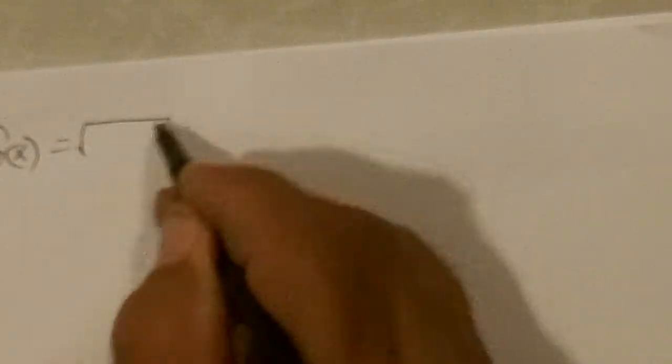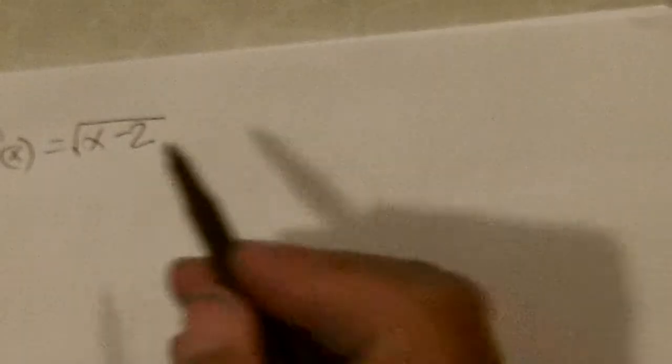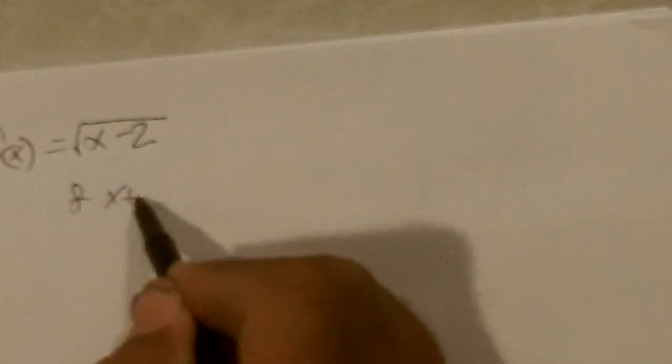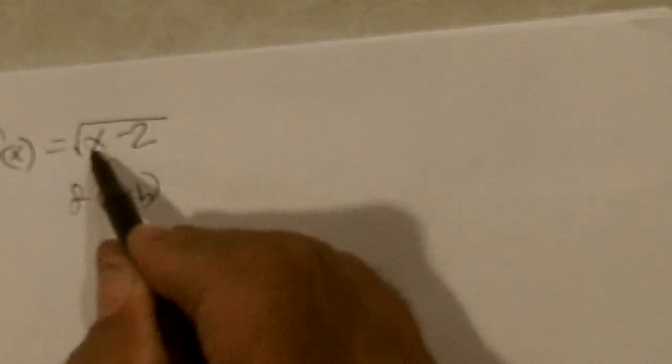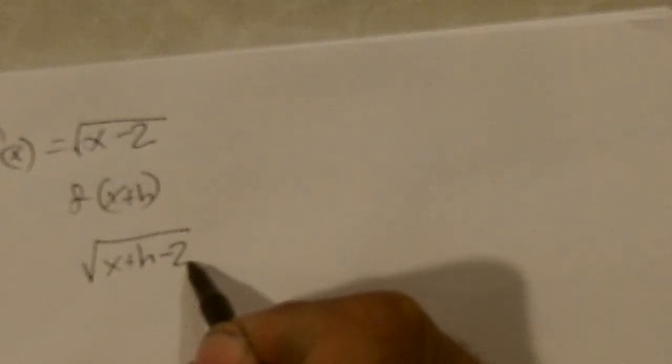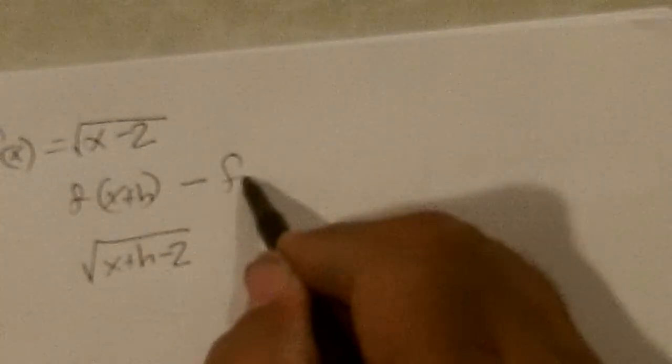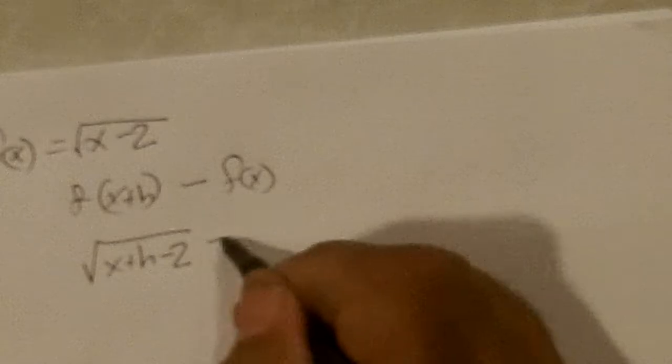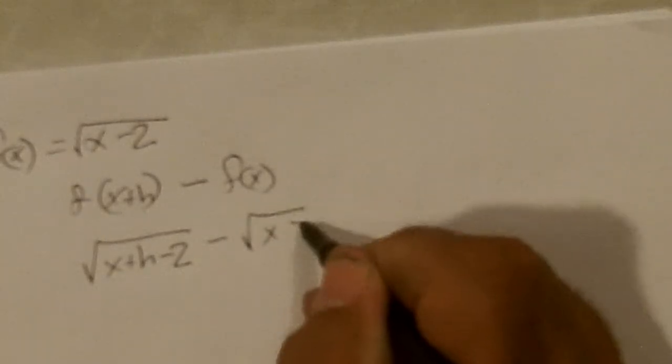Next one is 89. Doing the same thing, f of x equals the square root of x minus 2. So f of x plus h, I put x plus h in for the x, so that's the square root of x plus h minus 2. Then I'm supposed to do minus f of x, so that's the square root of x minus 2.